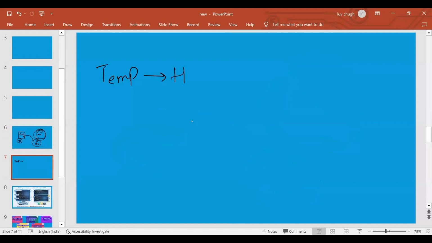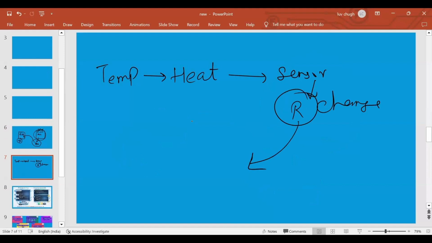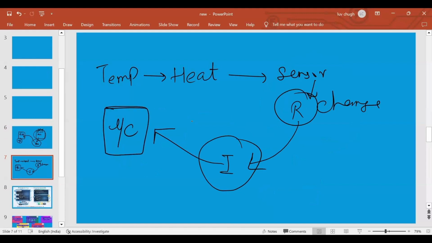Temperature means heat. As heat is put on the sensor, its resistance gets changed. And as resistance changes, it will clearly affect the current, and the current is being measured by your microcontroller. Is the path clear to everyone? Heat changes the resistance of the temperature sensor, and that will change the current, which is being measured by the controller.